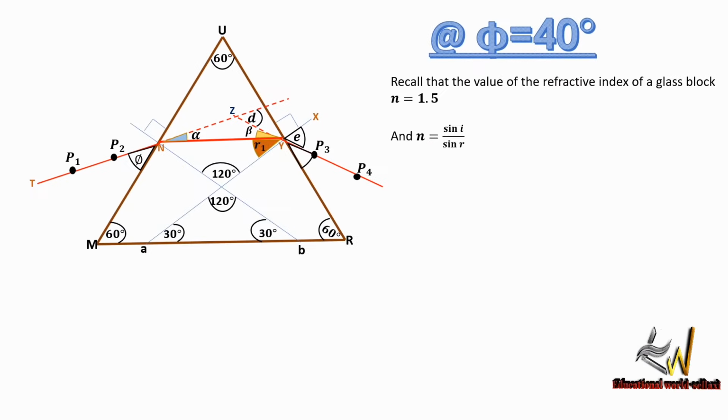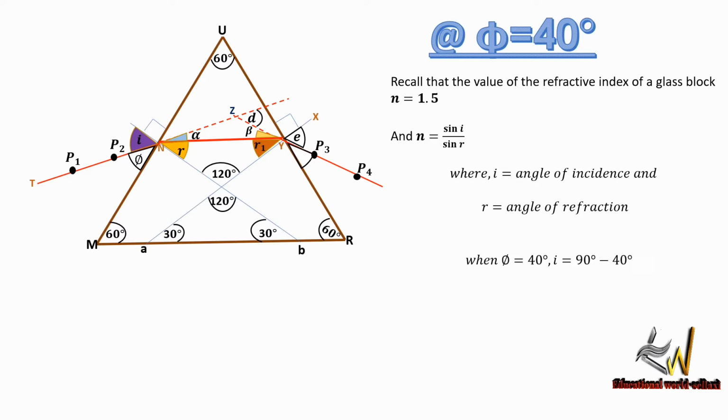The same procedure goes on and on when phi is equal to 40 degrees. Now recalling our formula that sine of the angle of incidence over sine of the angle of refraction is equal to 1.5, and I've shown you what the angle of incidence here is and the angle of refraction here is. Now when phi is equal to 40 degrees, what really happens here is that the real angle of incidence is what? 90 minus 40 degrees, which is equal to what? 50 degrees.